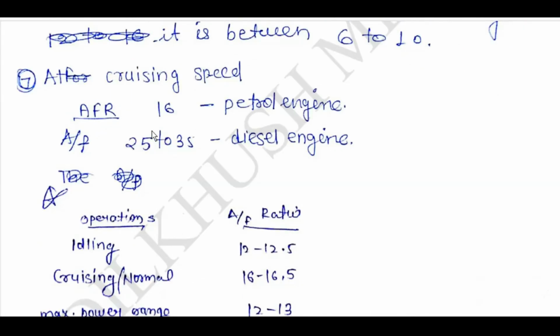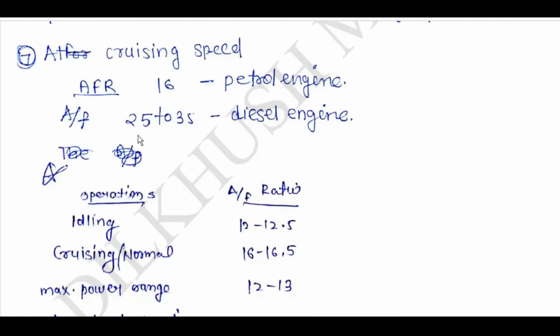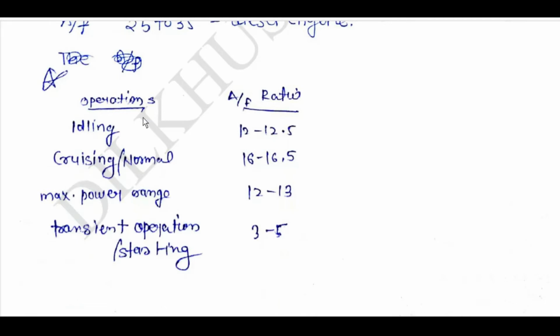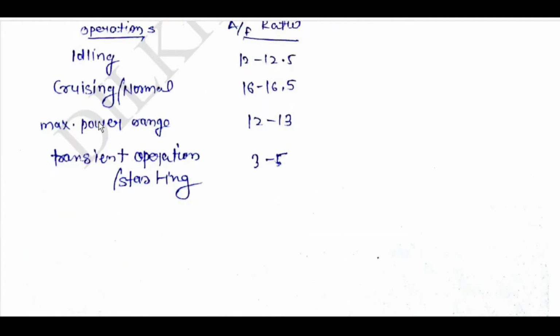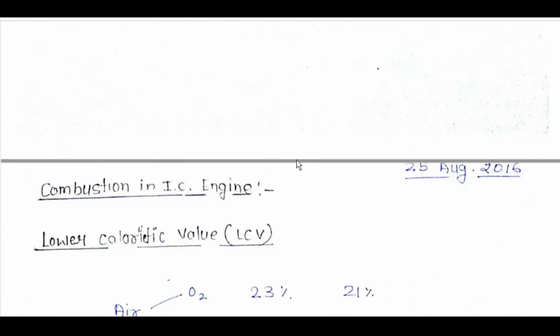Cruising speed AFR is 16 for a petrol engine, and 25 to 35 for a diesel engine. Operations: idling AFR ratio 12 to 12.5, cruising or normal 16 to 16.5, maximum power range 12 to 13, transient operation starting 3 to 5.